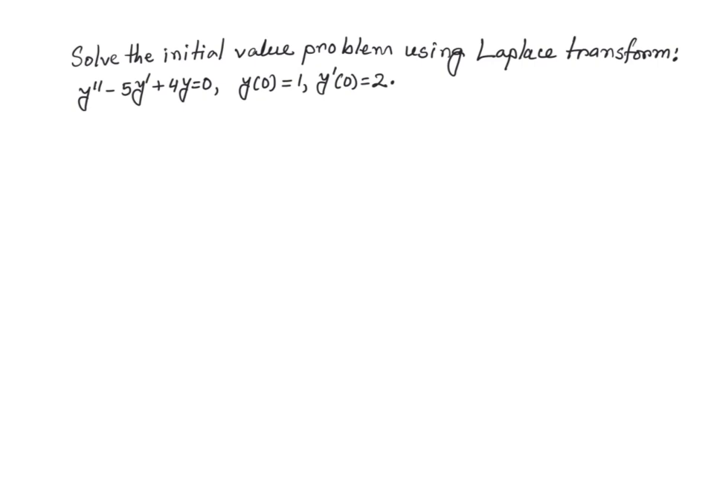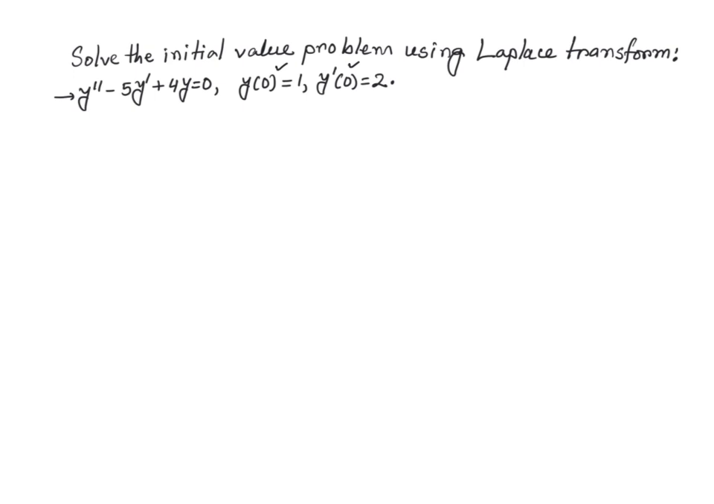In this video, I am going to solve this initial value problem using Laplace transform. The differential equation is this: y double prime minus 5y prime plus 4y is equal to 0 with initial conditions y of 0 is equal to 1 and y prime of 0 is equal to 2.